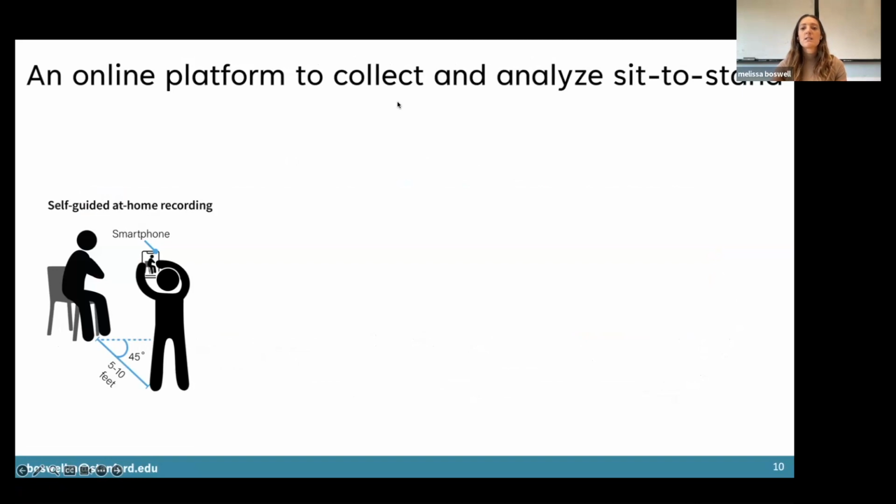During the study, participants collected a video of their sit-to-stand test at home using a smartphone, and we asked individuals to have another person record this test for them, mainly for their safety. We asked that they stand at a 45-degree angle to capture both the frontal and sagittal planes, as well as stand about 5 to 10 feet away from them, making sure to have their whole body in the camera frame.